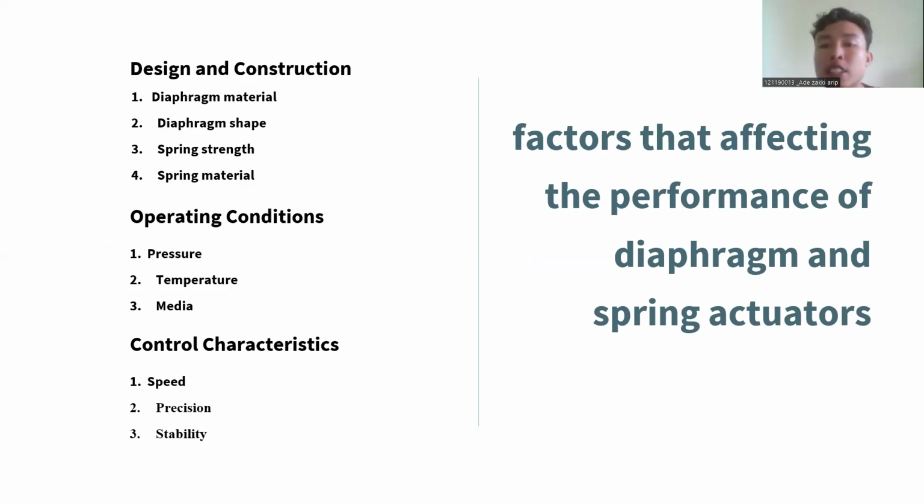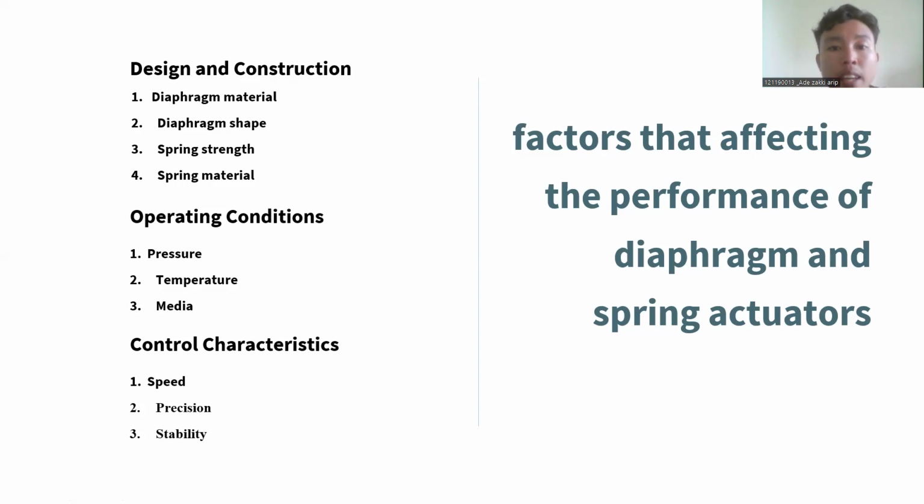Next are the factors affecting the performance of the diaphragm and spring actuator. There are three. The first is design and construction. Point number one is diaphragm material. The diaphragm can be made from various materials such as rubber, coated fabric, or thin metal. The diaphragm material will affect its flexibility, strength, and resistance to temperature and chemicals.